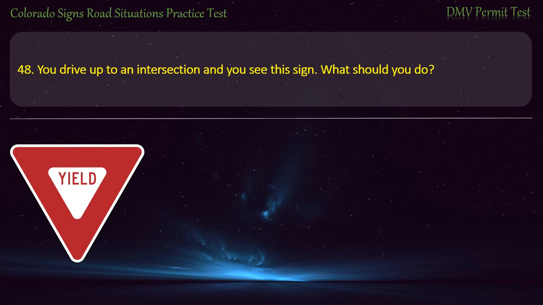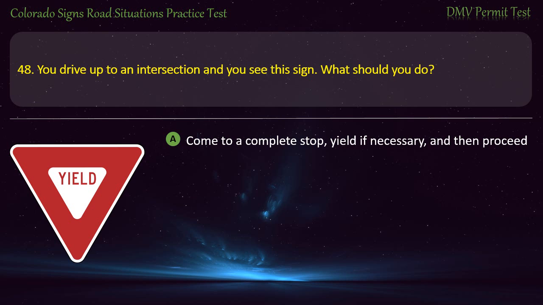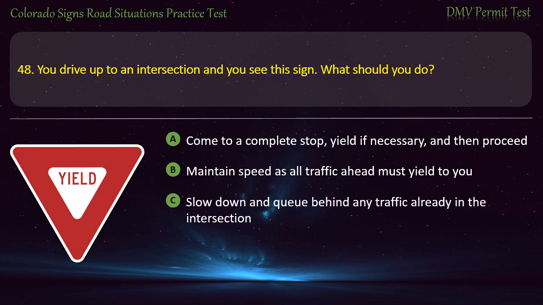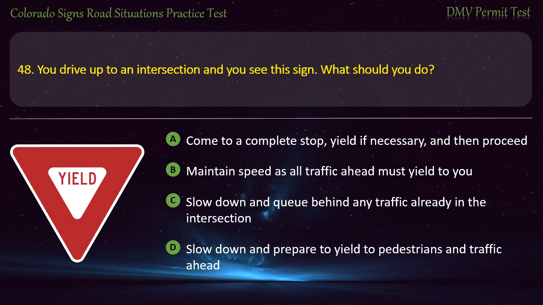Question 48. You drive up to an intersection and you see the sign. What should you do? Come to a complete stop, yield if necessary, and then proceed. Maintain speed as all traffic ahead must yield to you. Slow down and queue behind any traffic already in the intersection. Slow down and prepare to yield to pedestrians and traffic ahead. Answer. Slow down and prepare to yield to pedestrians and traffic ahead.